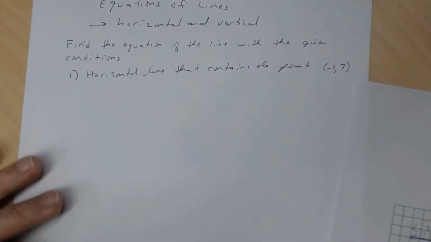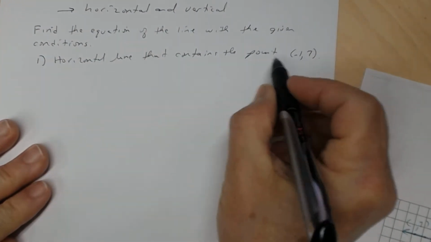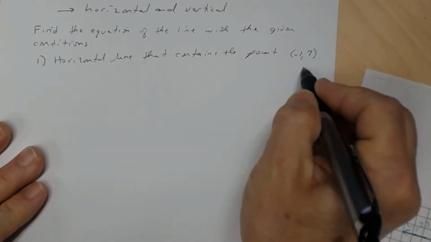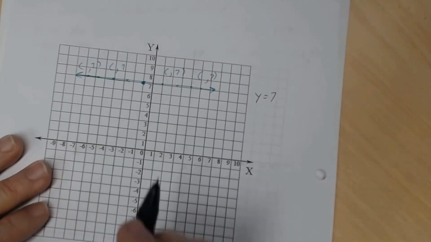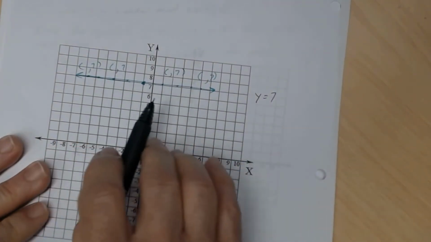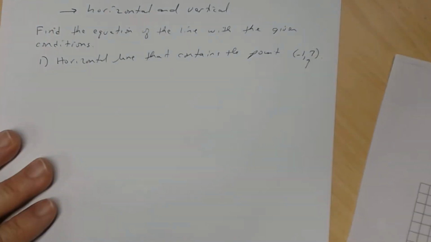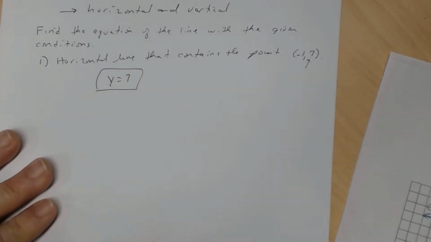All right, so in number 1, to find the equation of the horizontal line that passes through this point, remember we're talking about horizontal and vertical here. So for horizontal, you're going to look at the y-coordinates. It sometimes helps in your mind to have this graph. So y is always going to be 7, so y equals 7 is the answer.